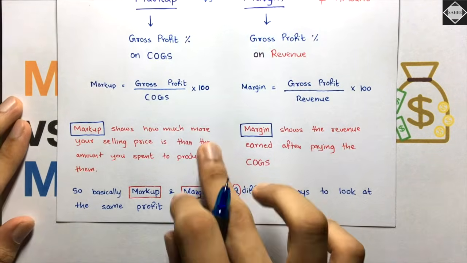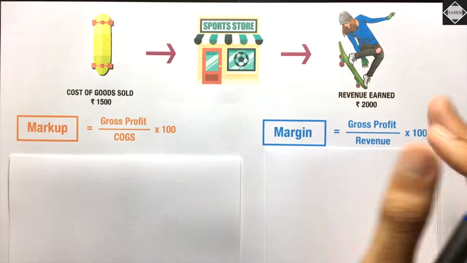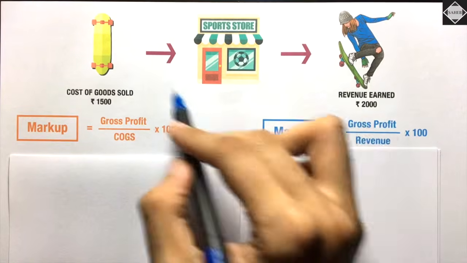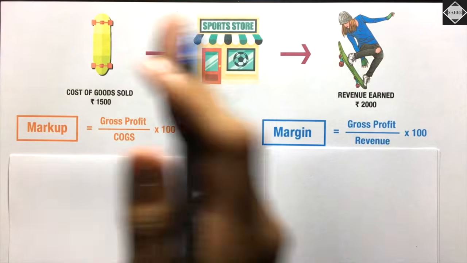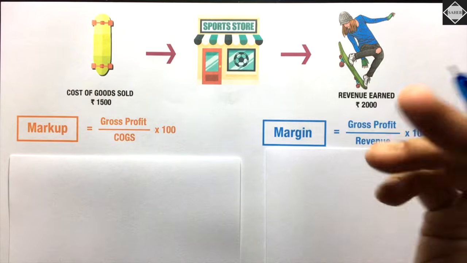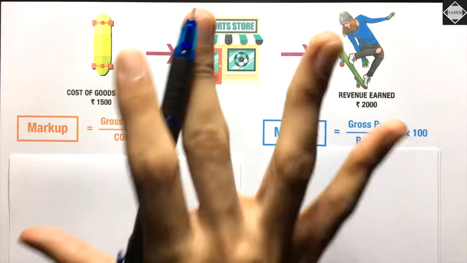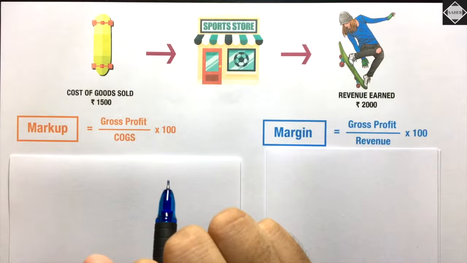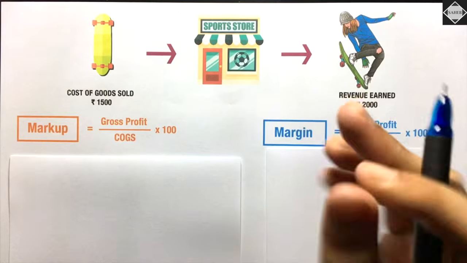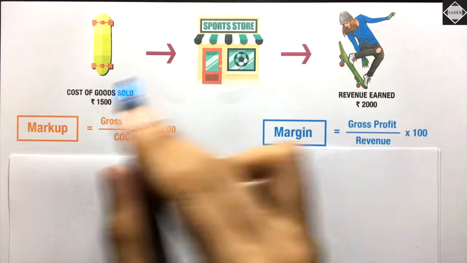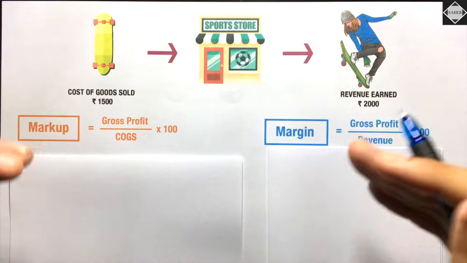Then only you will be totally clear with this. Let's take an example. Now here we have our beautiful example. It's really simple. Let's say you have a sports store and you have purchased a skateboard for 1,500 and sold it to this person for 2,000 rupees. So simply, if you have sold for 2,000 and 1,500 is your cost, then 500 is your profit. Is there a doubt? No. Simple. Technically, that would be your gross profit, isn't it? Revenue minus cost of goods sold, 500 is your gross profit. So now let's calculate markup and margin.